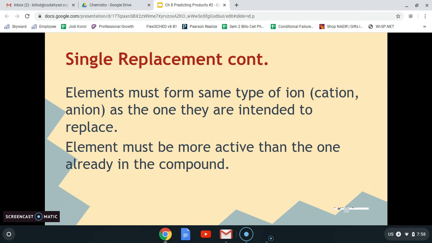The first thing you have to understand here is that the element that comes in, that'd be Joe, has to form the same type of ion as the one that it's going to replace. It doesn't have to be identical, but it's got to swap a positive for a positive or a negative for a negative. And the second thing is the single element that enters the reaction has to be higher on an activity list than the one that's already in the compound.